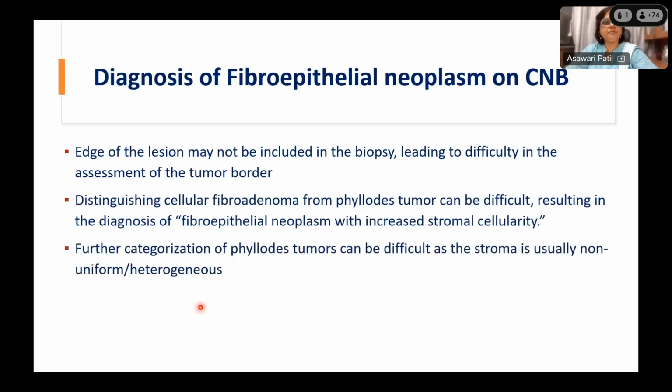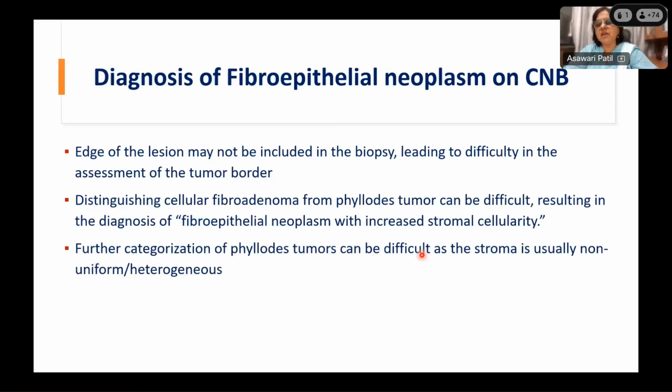So with this, what are the challenges in diagnosis of fibroepithelial neoplasm in core needle biopsy? Distinguishing cellular fibroadenoma from benign phyllodes tumor can be difficult, okay? And sometimes we say fibroepithelial neoplasm with increased stromal cellularity. That can be a problem if it is a small tumor in a young lady, you don't want to call it phyllodes tumor right away. Excised tumor has to be sampled extensively to rule out phyllodes tumor.